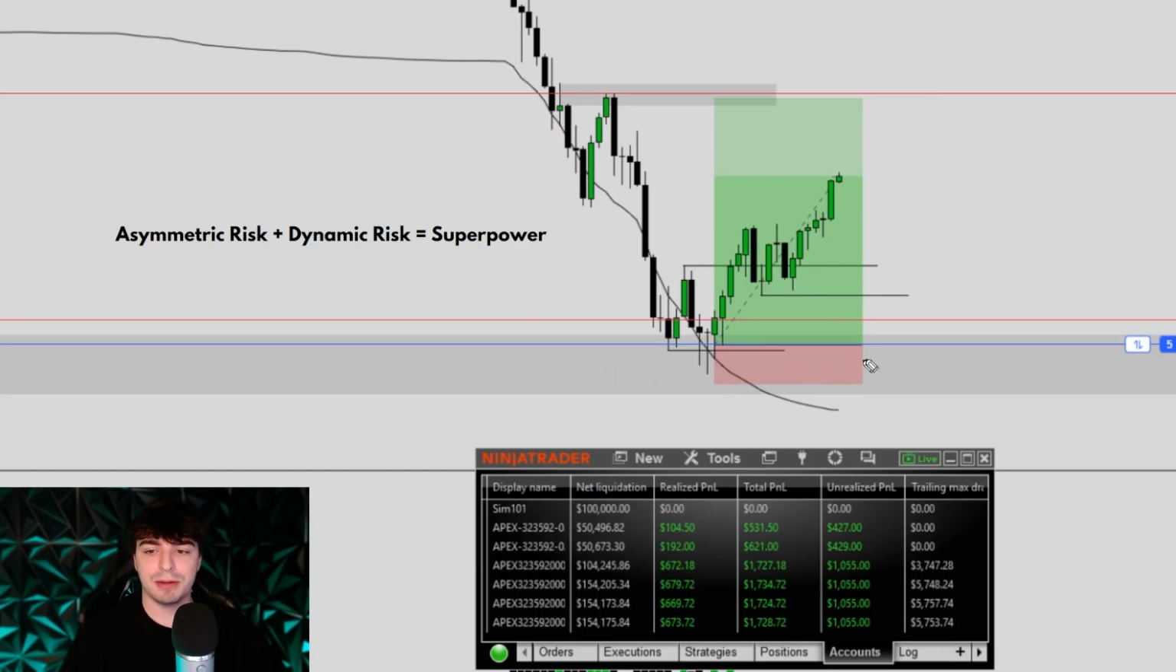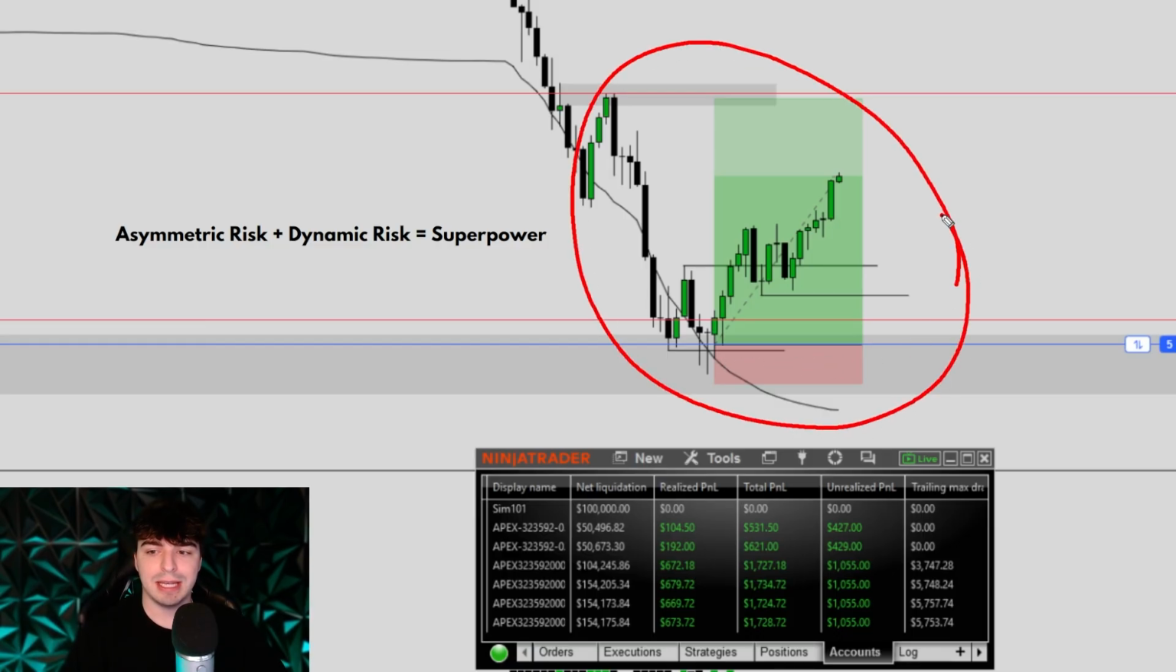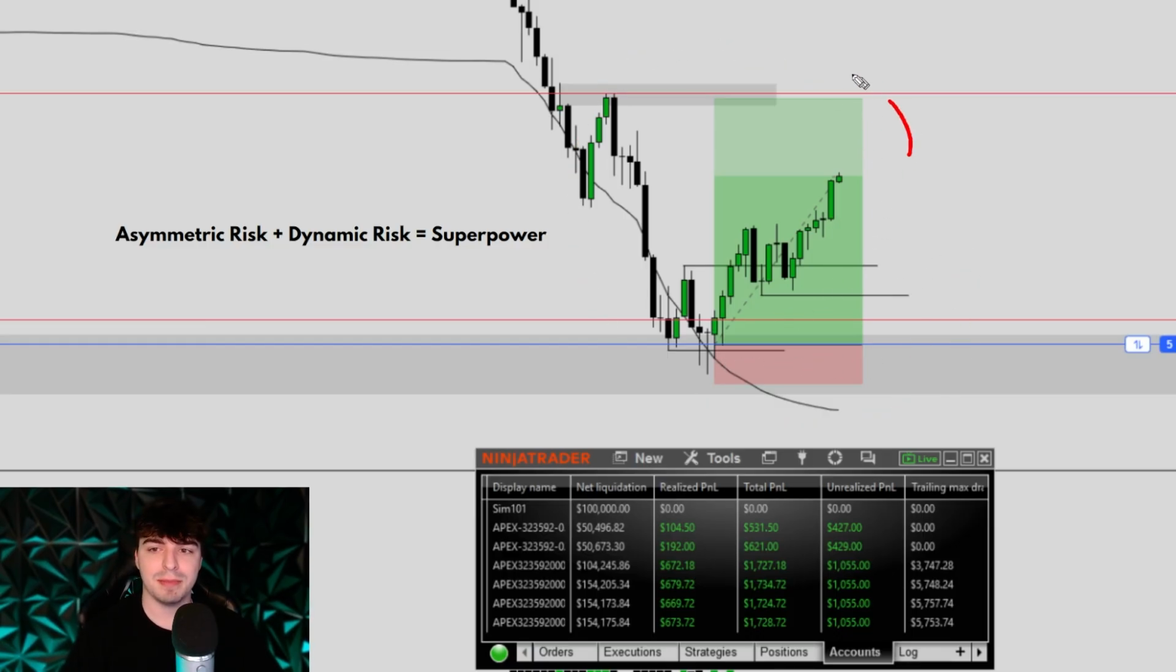But you can see that my risk to reward is extremely asymmetrical. What does that mean? It just means that the amount of money that I potentially stand to gain is always many times greater than the amount of risk that I actually put on the table, okay? So you can see right here, my stop loss is up here, but my actual stop loss was down here. It started down here, okay?